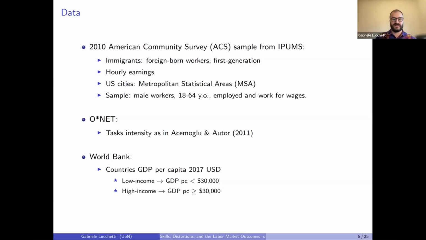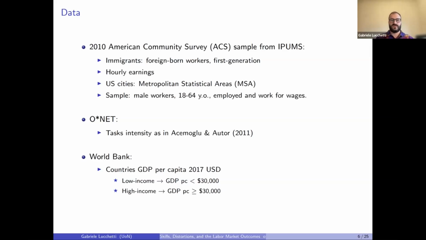Other than the information on workers, I'm going to build a measure of hourly earnings, and I'm going to identify US cities using information on metropolitan statistical areas. I'm going to focus for my main analysis on a sample of male workers who are in their working age, who are employed and work for wages. However, my facts and my model are robust also to estimates obtained from a sample of female workers.